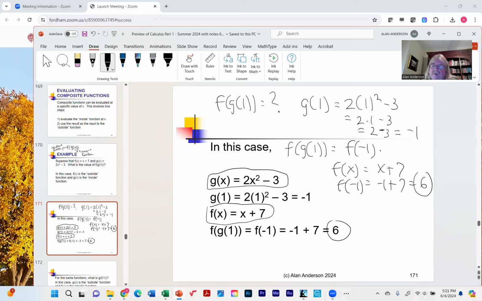Now, this is not, of course, the only way to do this, but I think it's the quickest way. Okay, you solve for a numerical value for the inner function, plug that into the outer function, and you'll have your result. See that? So that's not that difficult. Well, at least as long as the functions are reasonably manageable.